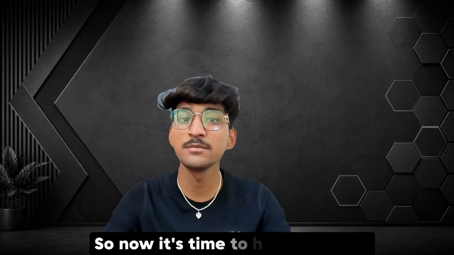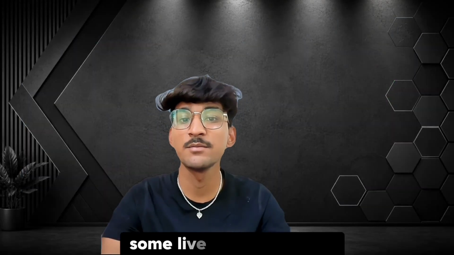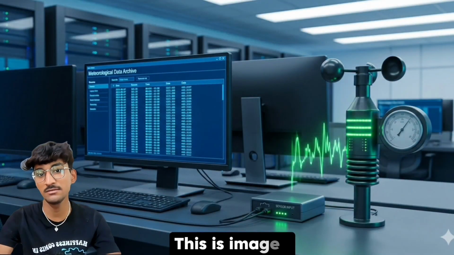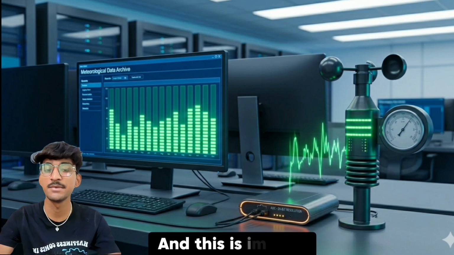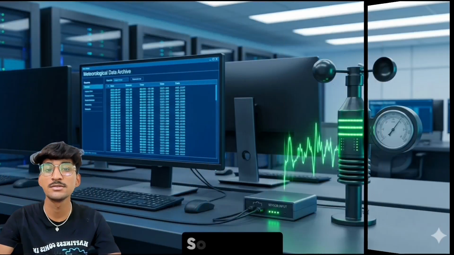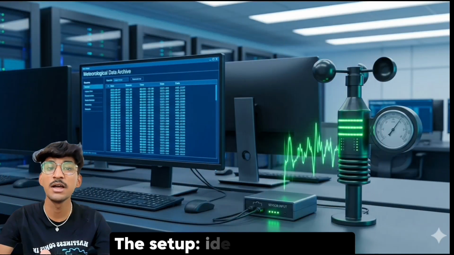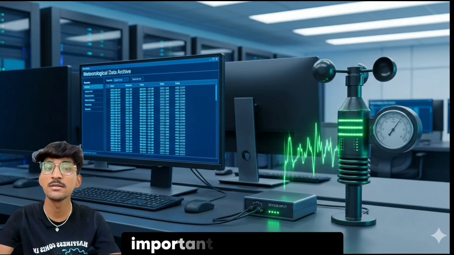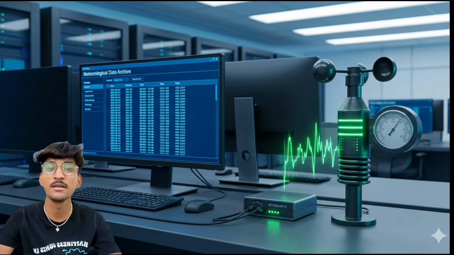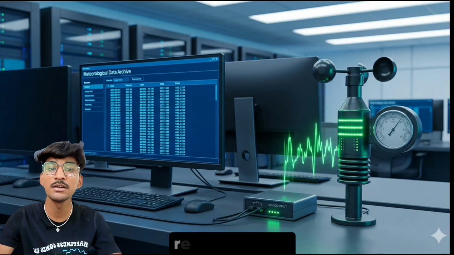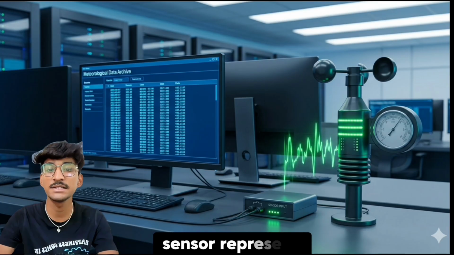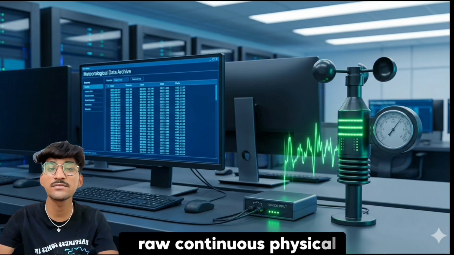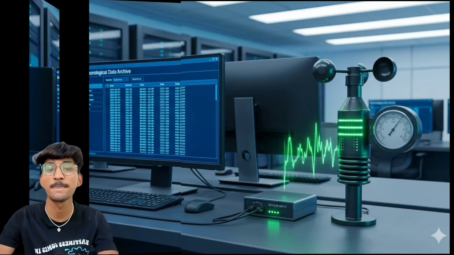So now it's time to have a look at some live demo examples. This is image 1, this is image 2, and this is image 3. Image 1, the setup, identifies the two important starting points. The blue text on the monitor represents old digital data, legacy, and the green waves coming from the sensor represent raw continuous physical signals, analog.